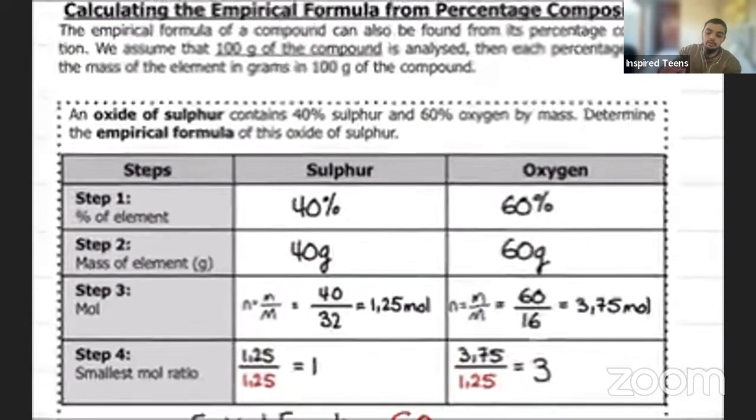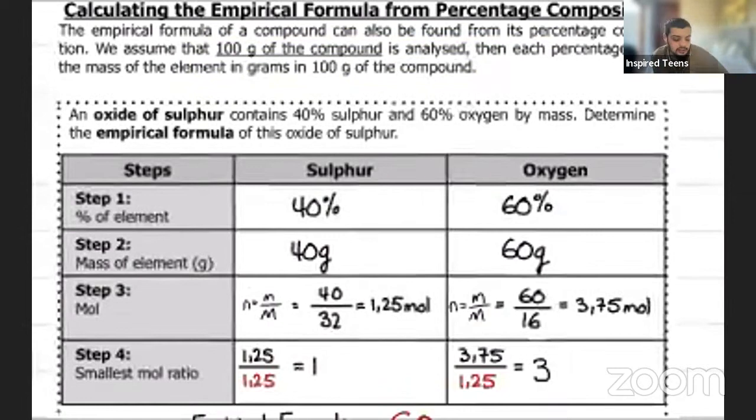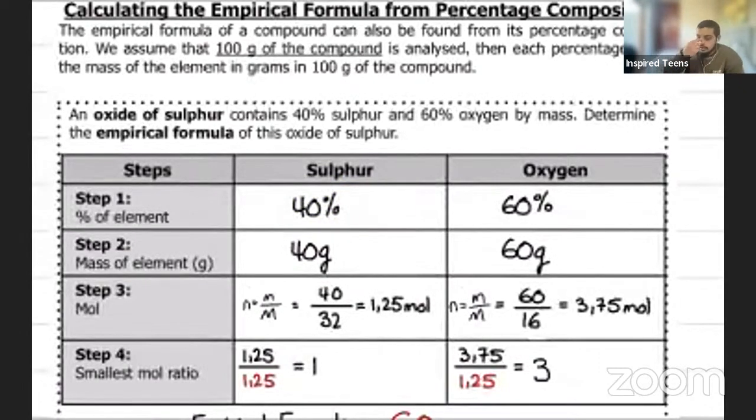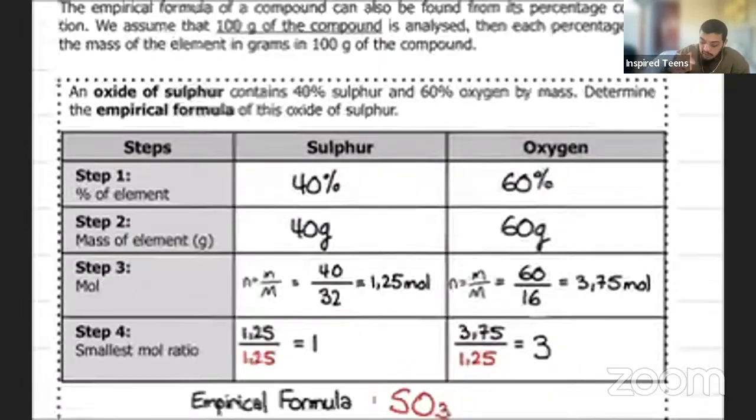Where it says that we assume that 100 grams of the compound is analyzed, then each percentage gives the mass. So yeah, the reason we treat these as masses is because we just assume that 100 grams is used, and then 40 out of 100, that's 40 grams, and 60 grams. So it all works out, right? So that's the key thing there.